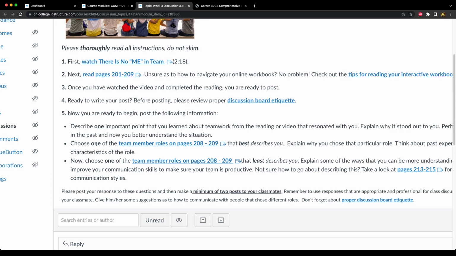So you're also going to choose one of the team member roles, as we just showed, and describe the one that best describes you. Again, if you feel like you are a natural leader, that you are that extrovert, then that would be your role, right? Then finally, explain why you chose that particular role.